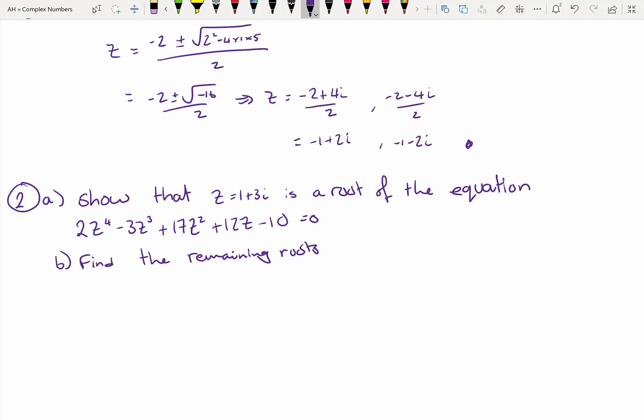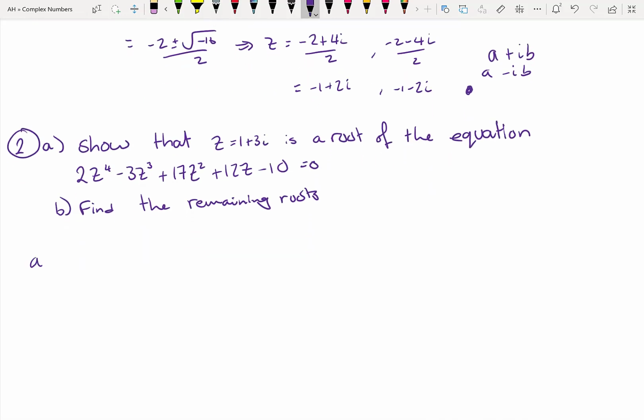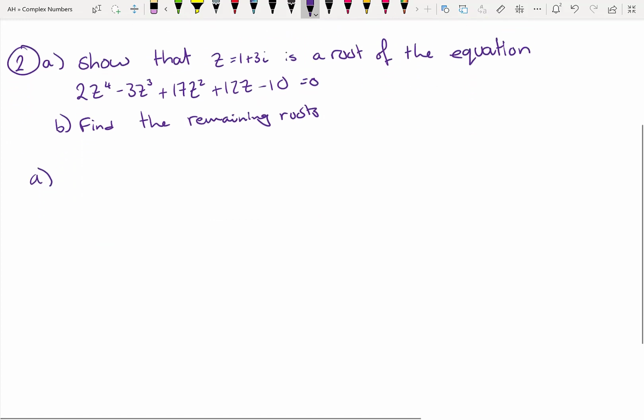Okay, now one of the advantages we've got when we're doing this, and we've just seen it happen up here, is that if we can find one of the roots, we also know that its conjugate is a root. So remember, that's where we change the sign of it. So here we had a plus ib and a minus ib. Okay, that's what we're looking at as our conjugates. So minus 1 plus 2i and minus 1 minus 2i. So the first part, we're going to have to show that 1 plus 3i is a root of the equation.